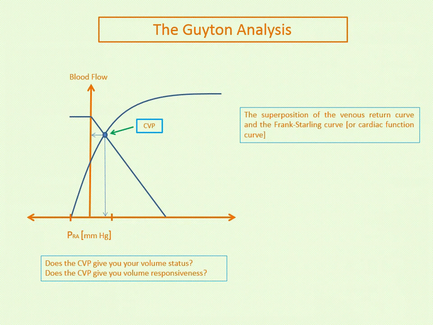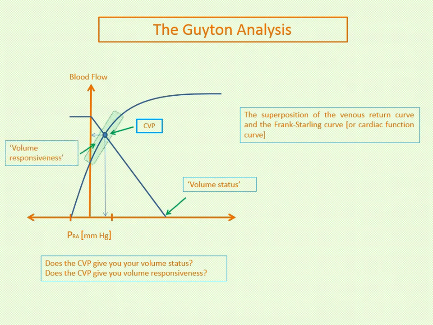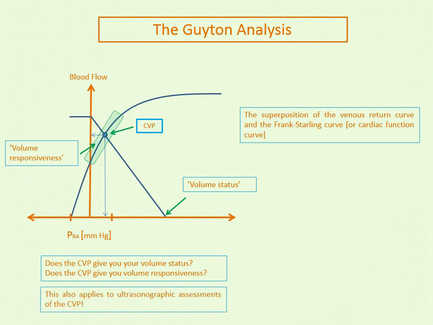Does the central venous pressure give you volume responsiveness? That is where you lie on the Starling curve. Where the venous return curve intersects the Starling curve? The answer is clearly no, as could be seen on the last slide, because it depends on the slope of that curve, which is highly dynamic and which is not readily accessible. There's the volume status, and there's the idea of volume responsiveness, the slope, where it intersects, okay?